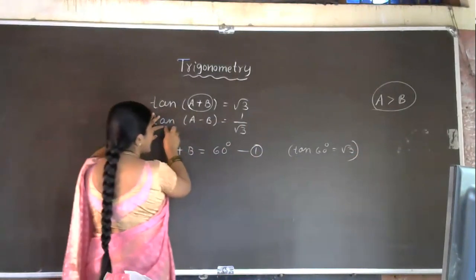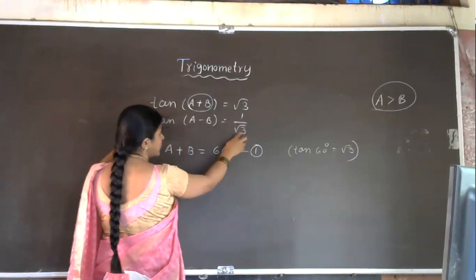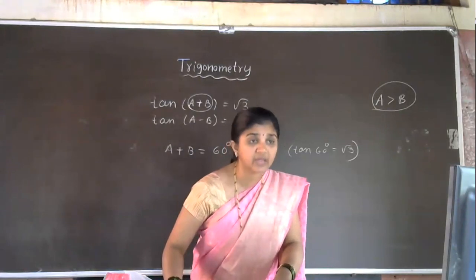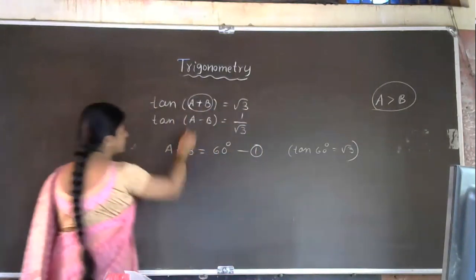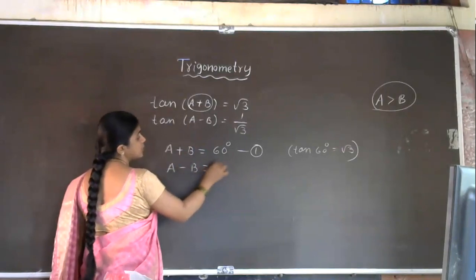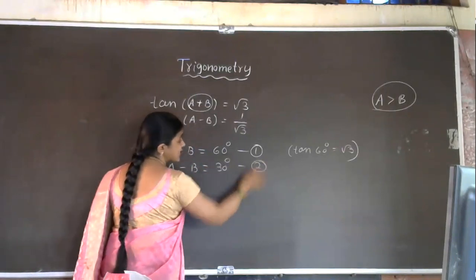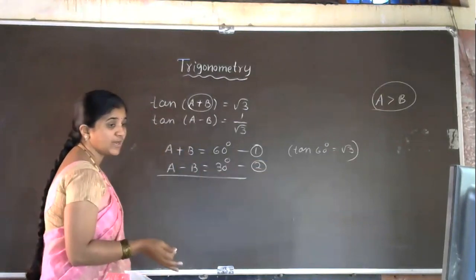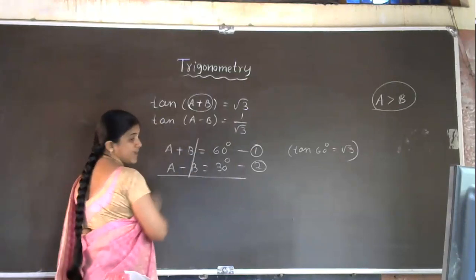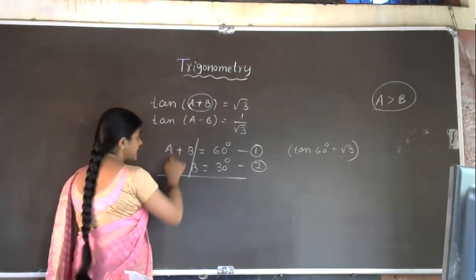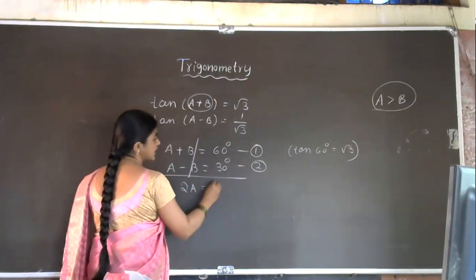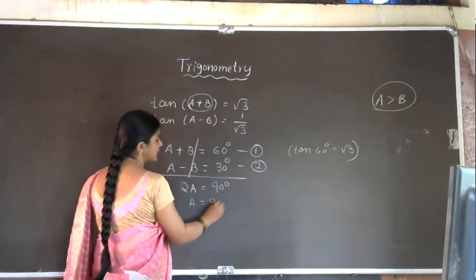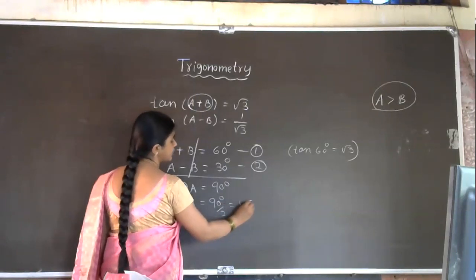Next, tan of a minus b is equal to 1 by root 3. In the tan line, 1 by root 3 is 30 degree. Tan 30 is 1 by root 3. That's why a minus b is equal to 30 degree. Call this equation number 2. It is direct, no need to apply the sign change rule. Here b and minus b get cancelled by the elimination method. A plus a is 2a, which is equal to 90 degrees. Same answer we are getting, no? Therefore a is equal to 90 degree divided by 2, which is 45 degree.